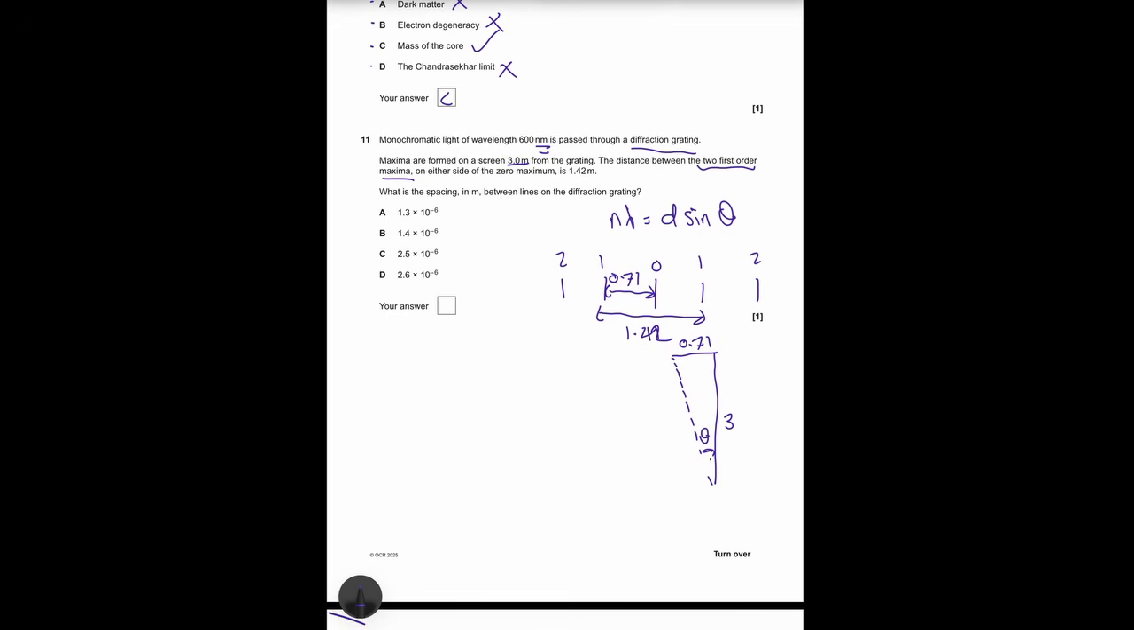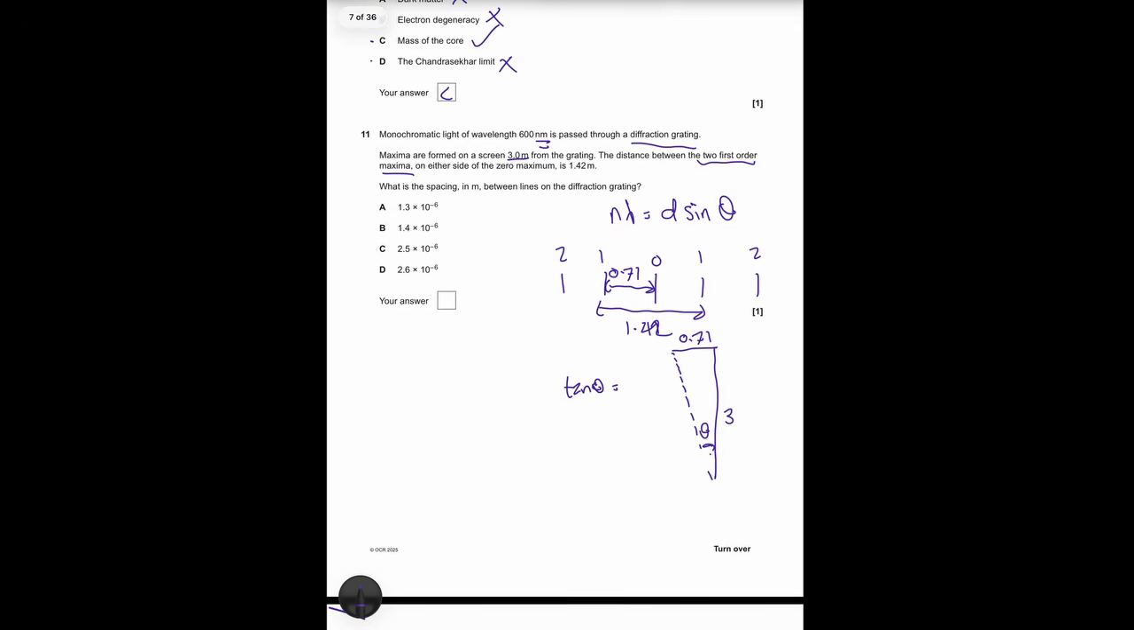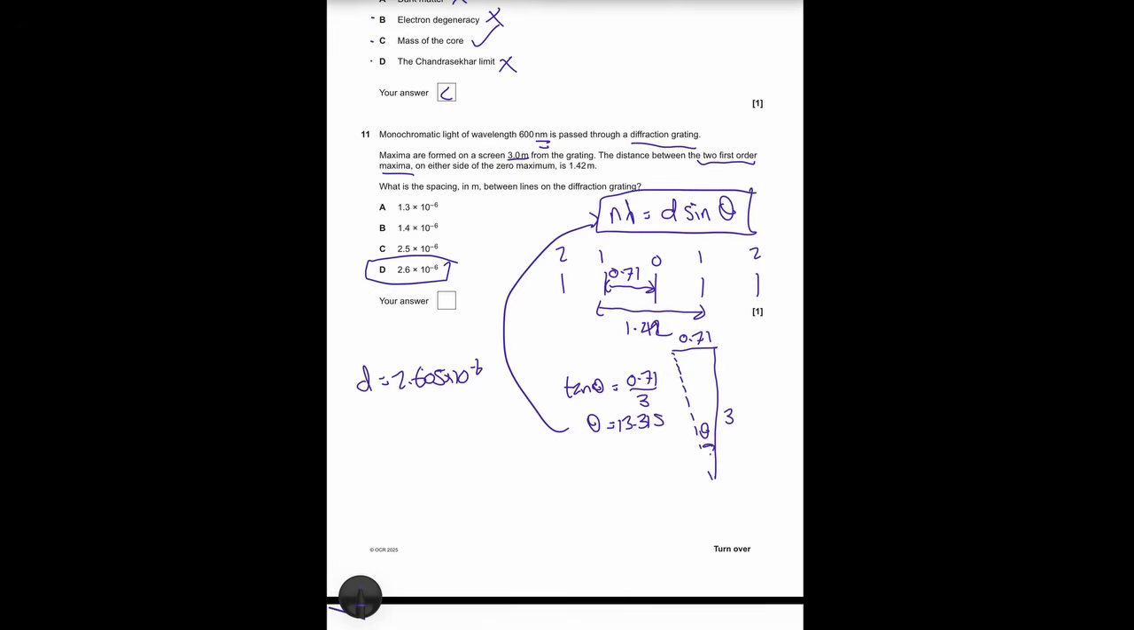I've got the opposite, I've got the adjacent, so I'm going to be using tan. So I'll say tan theta is equal to opposite over adjacent. I'm going to put that in my calculator, and it tells me theta is 13.315. Now I can just put that into this formula over here, and the answer that I'm getting is d equals 2.605 times 10 to the minus 6. Is that one of the answers? Yeah, it is over here. Thank God, I have got another mark.